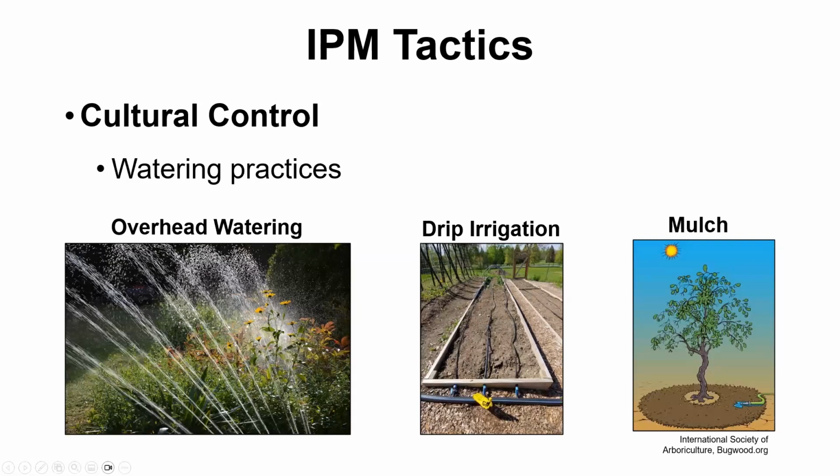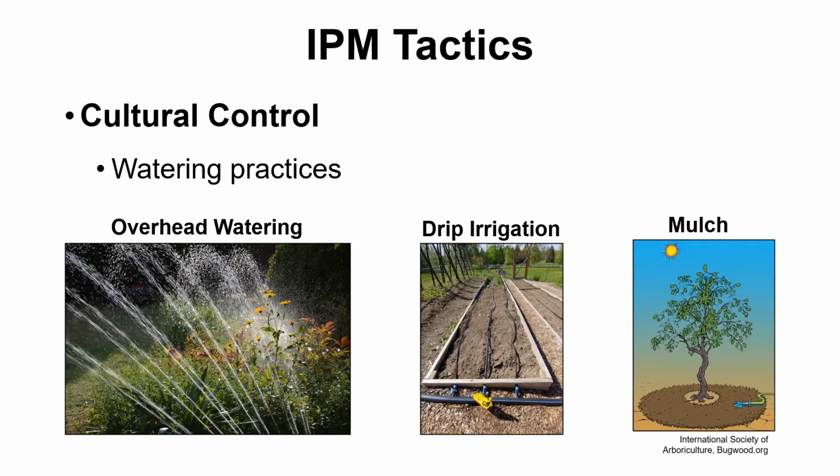Another cultural control is your watering practices. So water is really important, especially when it comes to disease. So overhead watering is probably the most common type of watering. It's probably the easiest type of watering. A sprinkler is pretty cheap. But this can cause some real problems, especially when done improperly. So the best time to do overhead watering is in the morning. And that's because you want the leaves to dry. The longer the leaves are wet, the more susceptible they are to disease, because most fungal diseases require standing water on the leaves to infect the plant.